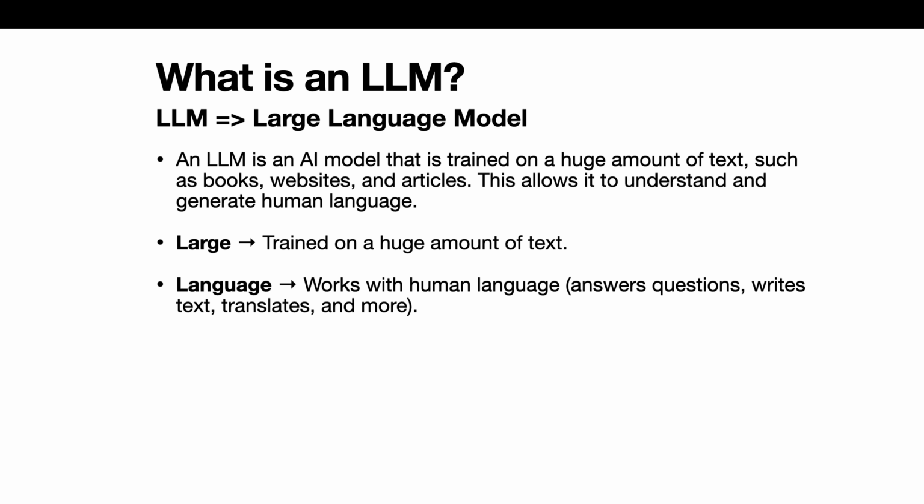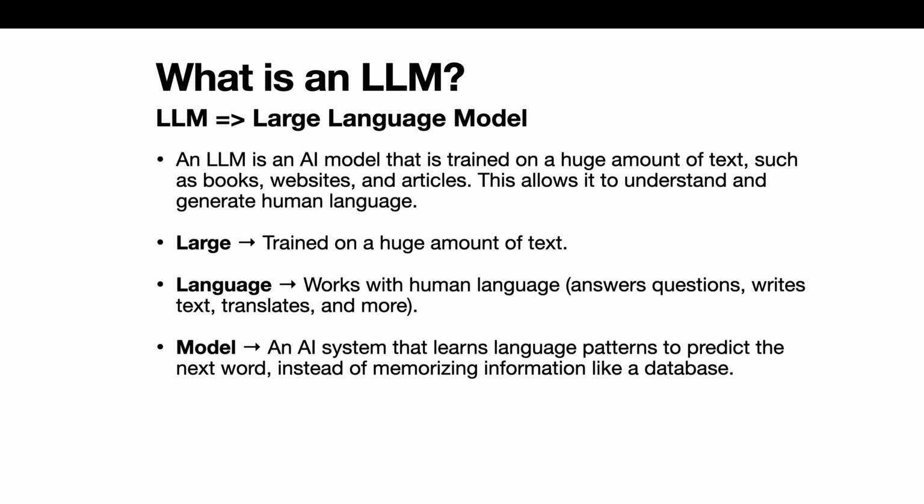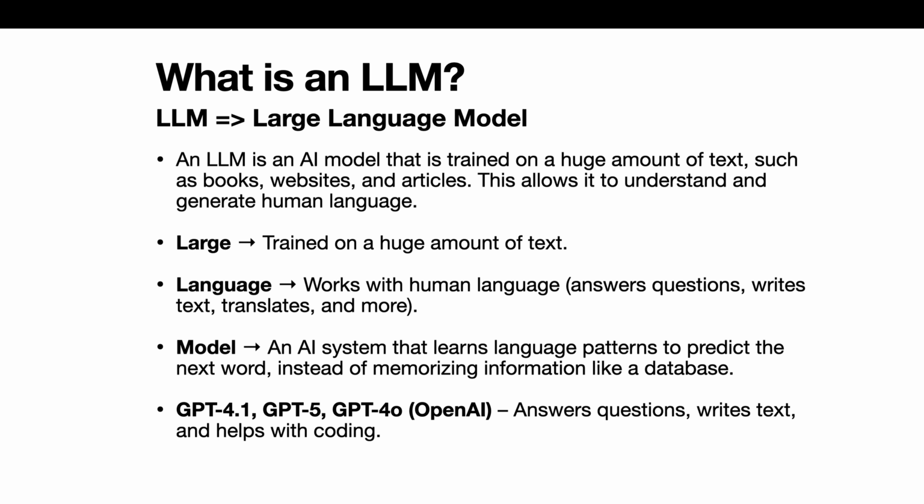Language refers to the fact that it works with human language. It can answer questions, write text, translate, and more. And model is an AI system that learns language patterns to predict the next word instead of memorizing information like a database. An example of an LLM is GPT. The GPT model can answer questions, write text, and help with coding.